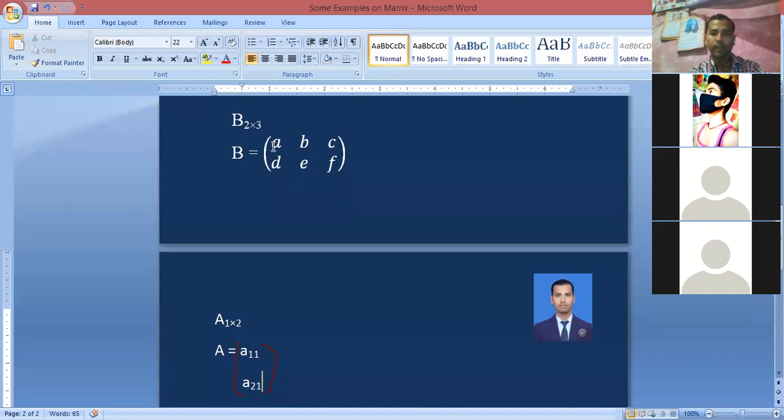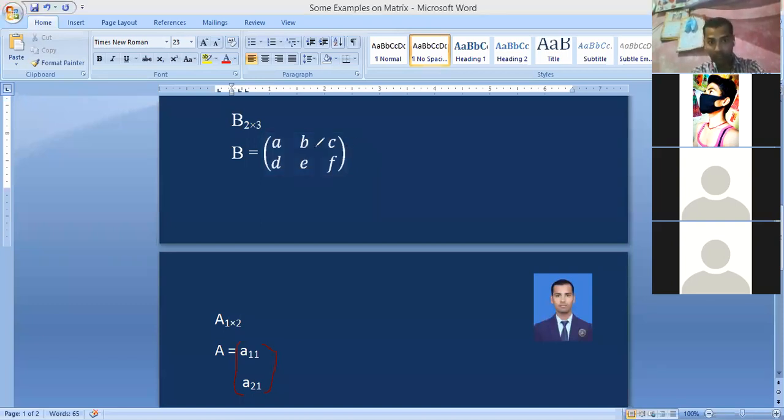Will you tell me the type of the matrix B? Yes, sir. What type of matrix is this? Row matrix? Column matrix? We have rectangular matrix, zero matrix, square matrix. Okay, thank you. So according to the types of matrix, will you tell me the type of the B matrix? What type of matrix is B?